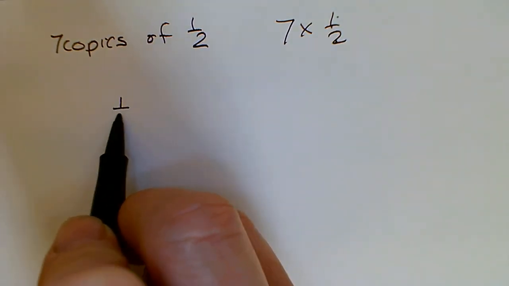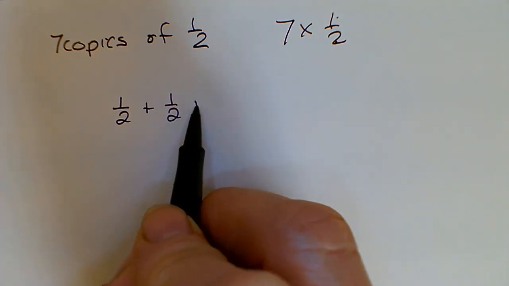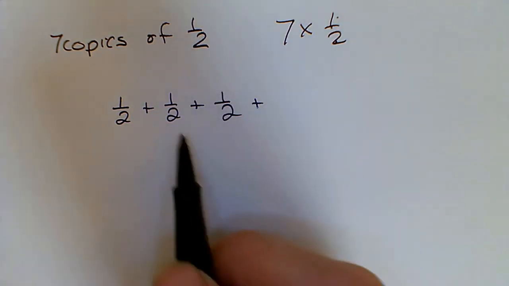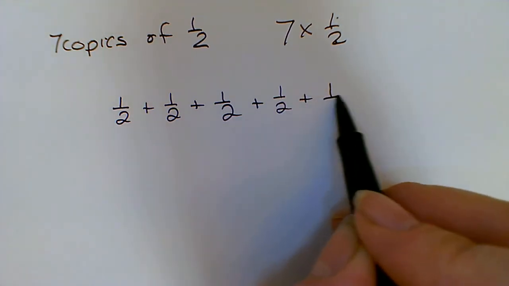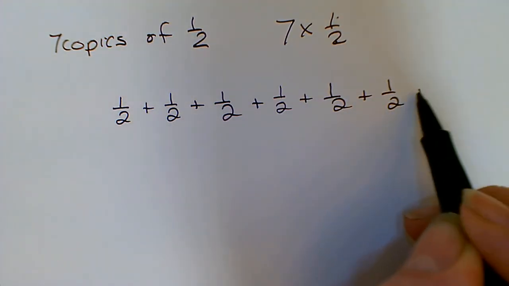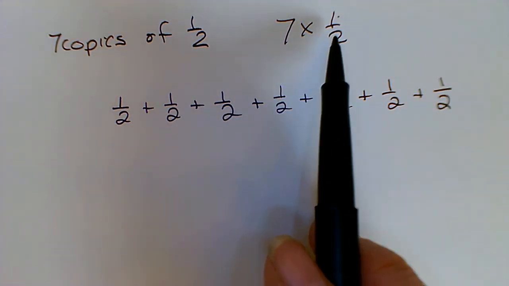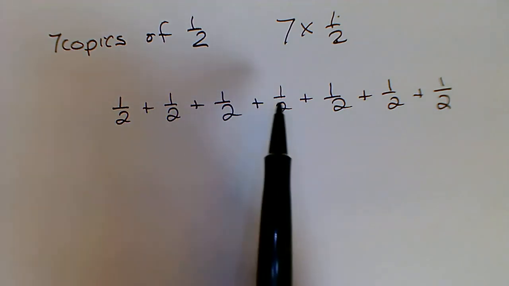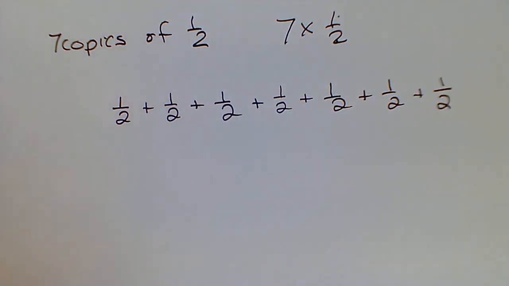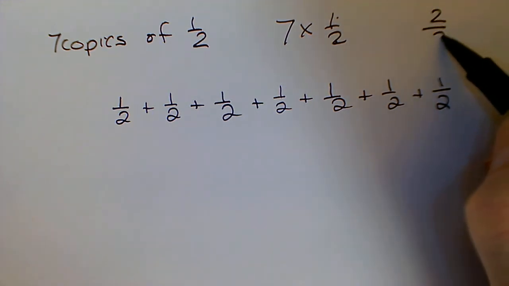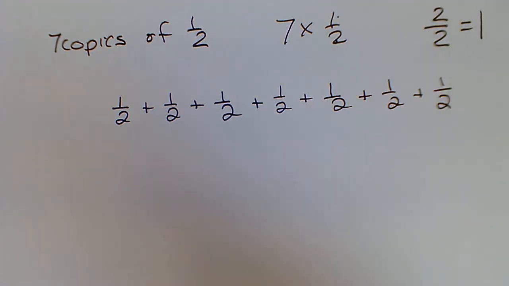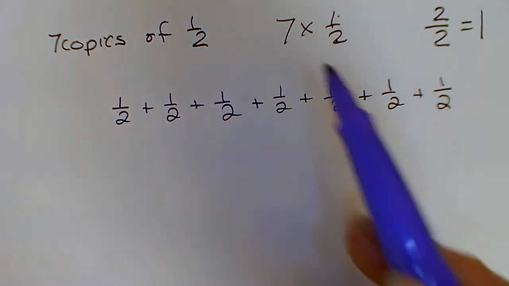So what I have is 1/2 plus 1/2 plus 1/2. I have 3 of them, 4 of them, 5 of them, 6 of them, 7 of them. So 7 times 1/2, or 1/2 7 times. 1, 2, 3, 4, 5, 6, 7. Now another way though is for us to start grouping them into wholes. And what I know is that 2/2 is equal to 1 whole. So I'm going to go ahead and group those into wholes, and let's see how many wholes we have.